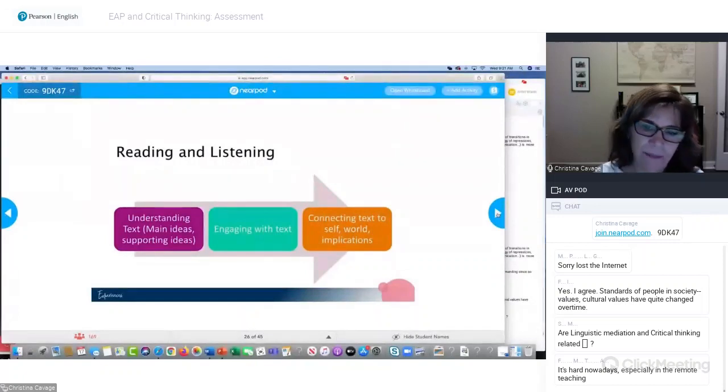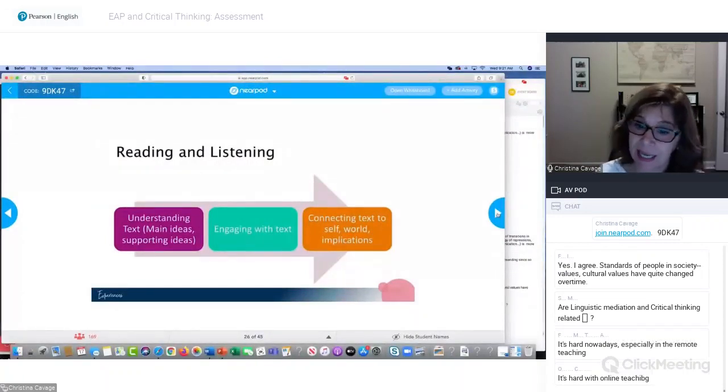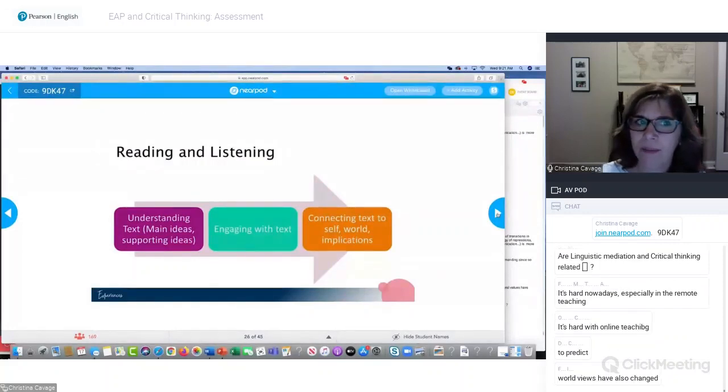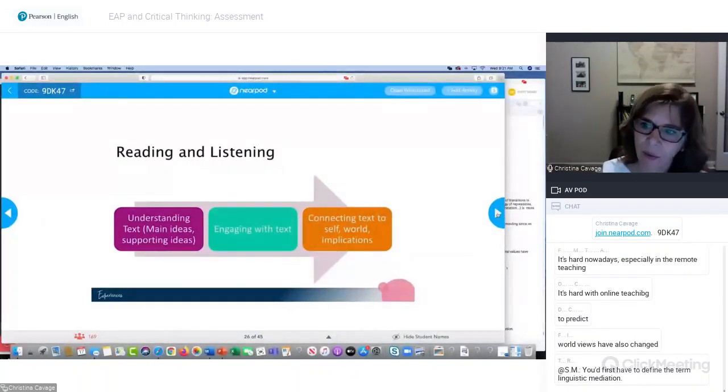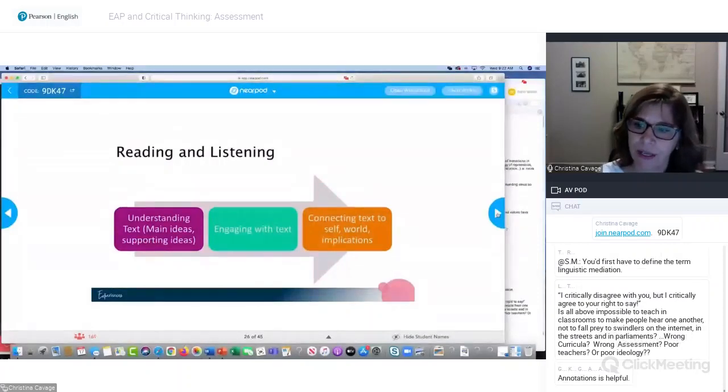And what does that mean? We want them to connect the text to themselves. We want them to connect the text to the world. We want them to be able to see implications of the text, okay? And really that orange box is the one in which we are building that critical thinking.